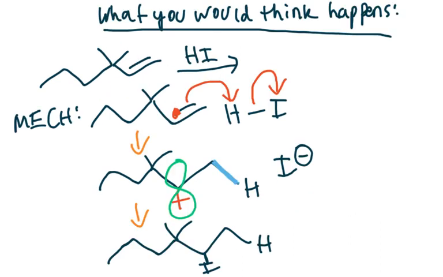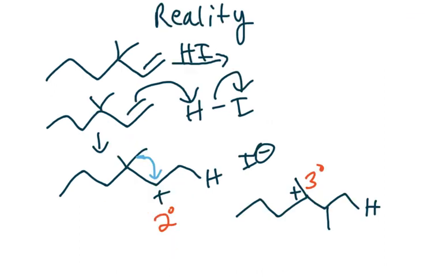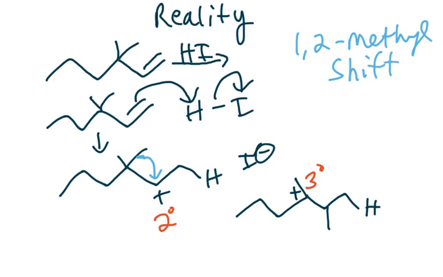This won't be the right product because we never chose the more stable carbocation. This was a secondary carbocation, but we had the option of making this a tertiary carbocation over here if we just moved the methyl. Because we moved the methyl right next door, this is called a 1,2 methyl shift. Okay, so now that we have this right here, let's continue from here.